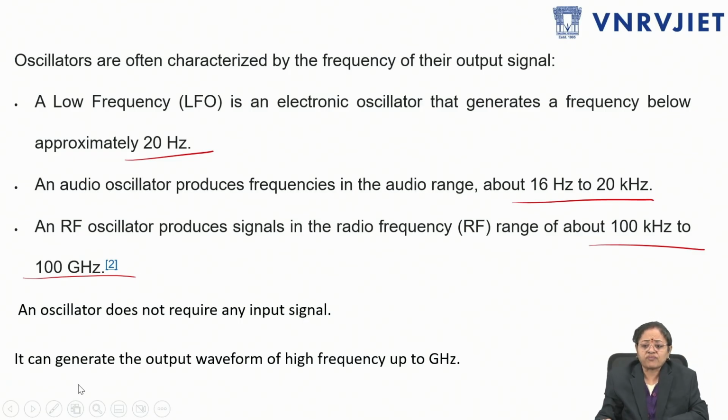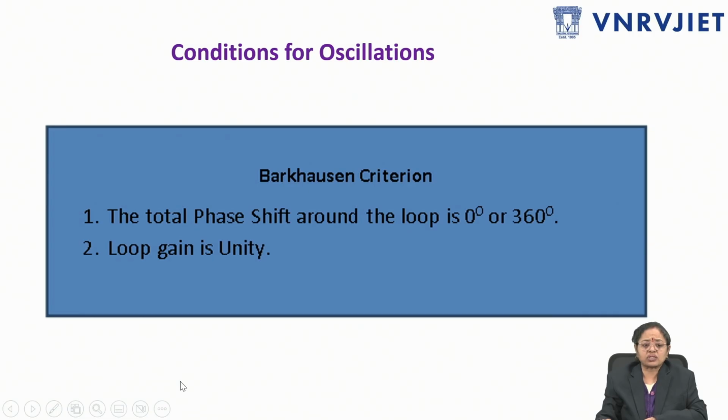A very important point with respect to oscillators is that they do not require any input signal. Of course, the DC supply is required for the active device to operate. However, as such, we do not give any input signal to the oscillator. It generates the oscillations, and we can have oscillators whose output waveform is of very high frequency, up to gigahertz. Now, it's not that we simply connect the circuit and get the oscillations.